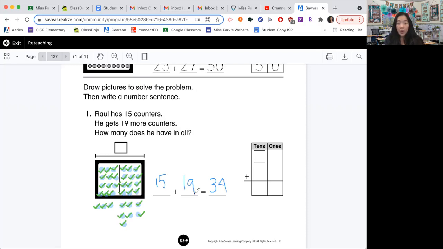Now, there's another way that you can draw this picture. Well, there's multiple ways, but I'm going to show you guys one more way. Another way is that you can actually draw your tens and ones. So you can do 15.